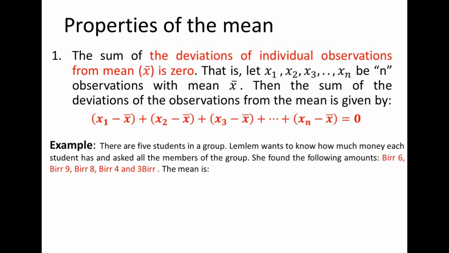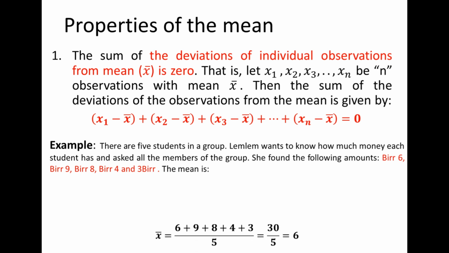For example, there are 5 students in a group. Lemlem wants to know how much money each student has and asked all the members of the group. She found the following amounts. The first student has 6 birr and the second one has 9 birr. The third one has 8 birr and the fourth one has 4 birr and the fifth one has 3 birr.